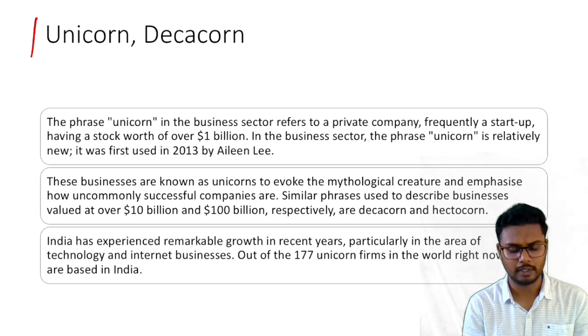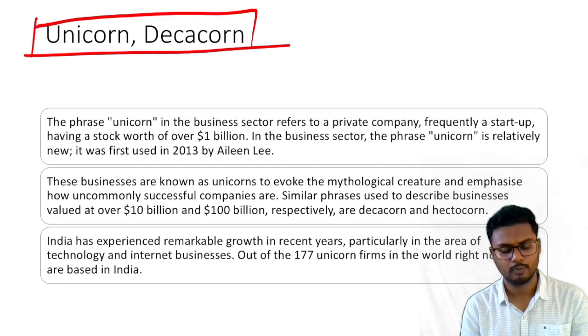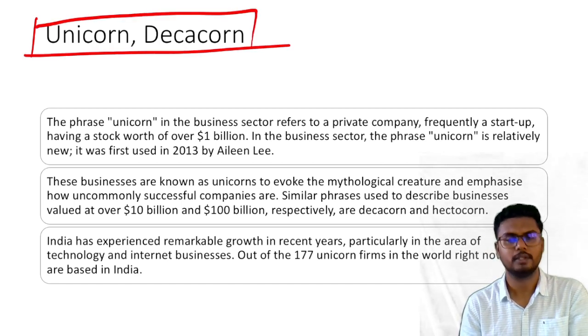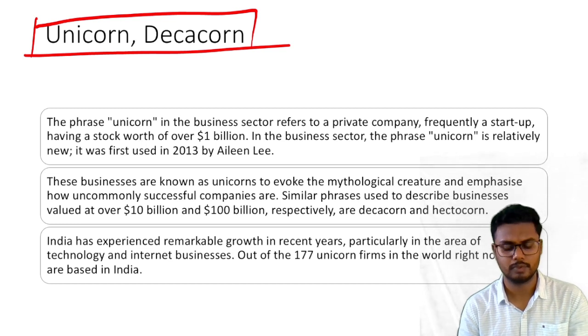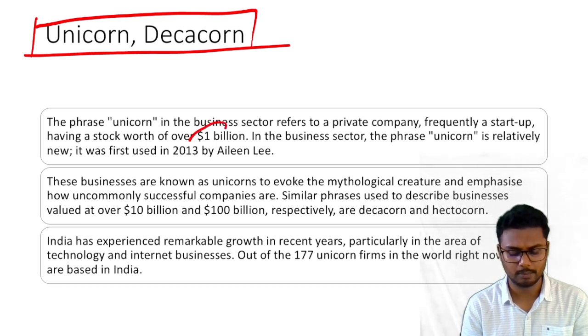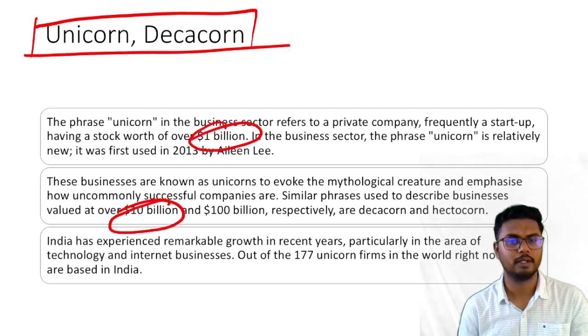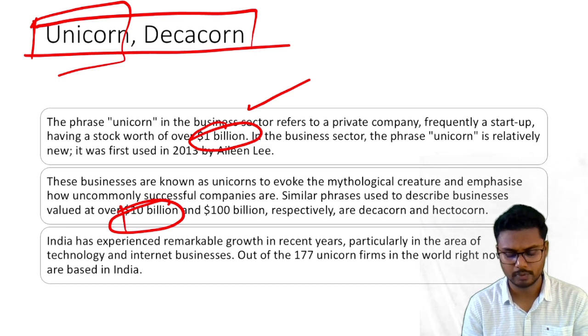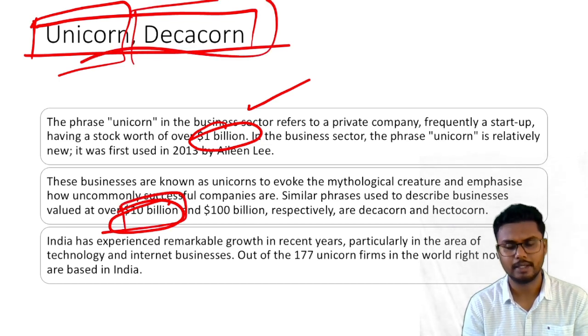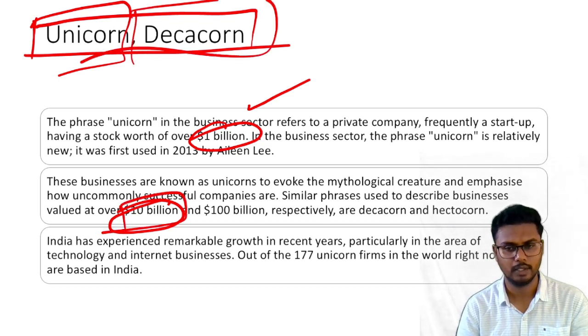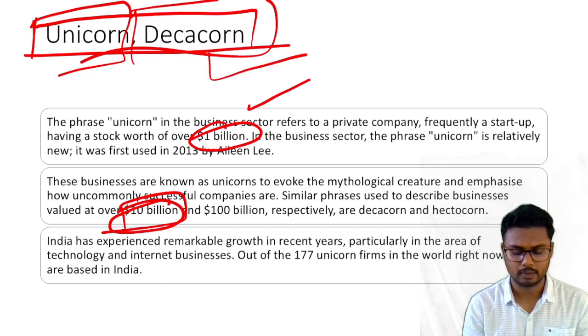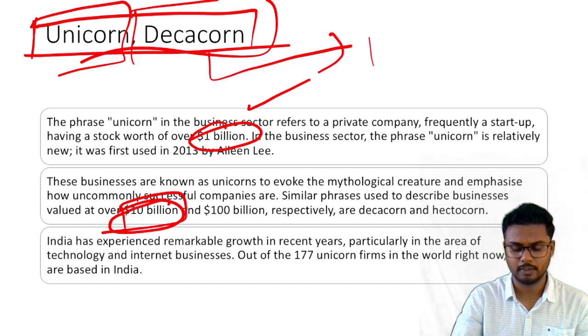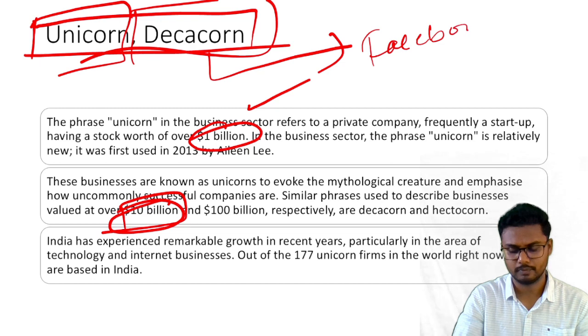Next we have unicorn and decacorn. So what do you mean by unicorn or decacorn? See, these are startups which have entered two clubs. One is the 1 billion club and the other is the 10 billion club. Those companies which have entered the 1 billion club are called unicorns, whereas those which have entered the 10 billion club are called decacorns. And the first decacorn to come up in India was Facebook.